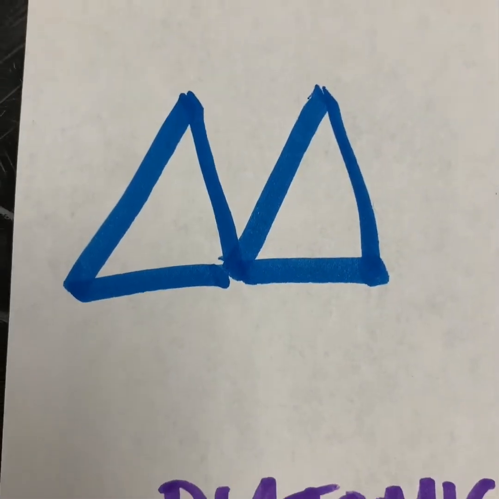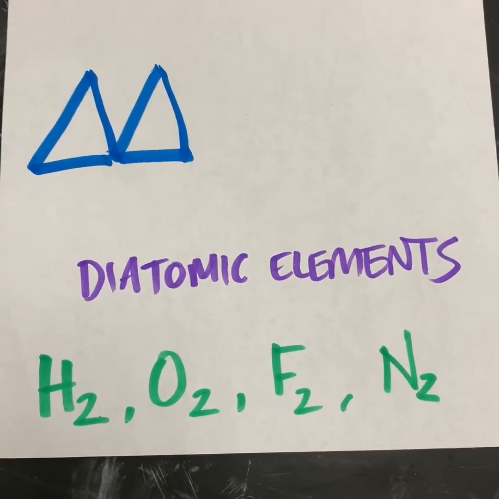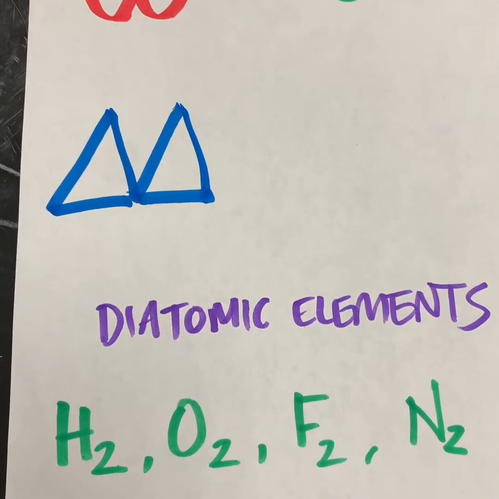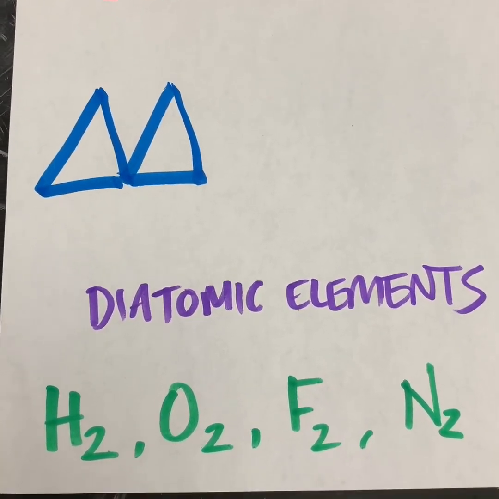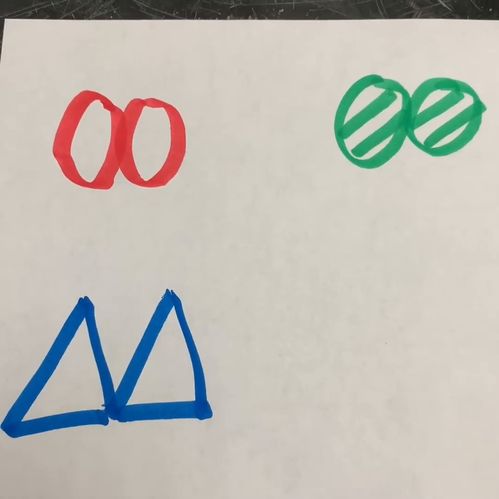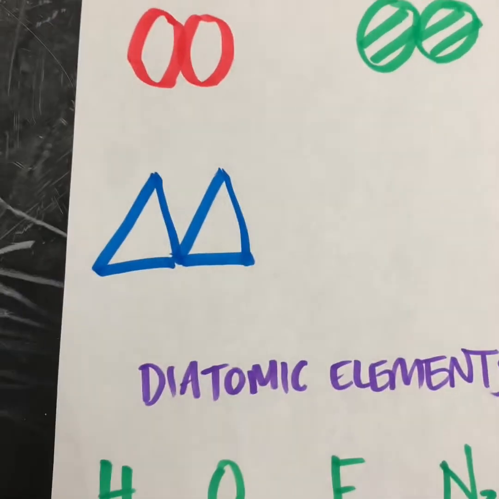There are a few diatomic elements on the periodic table: hydrogen, oxygen, fluorine, nitrogen, chlorine, iodine, bromine. Those are all diatomic elements. They come in pairs, so we use the same symbol twice touching each other to show that as a diatomic element.